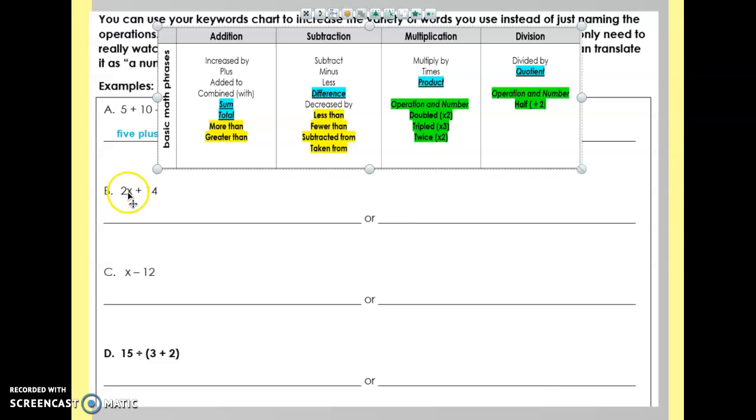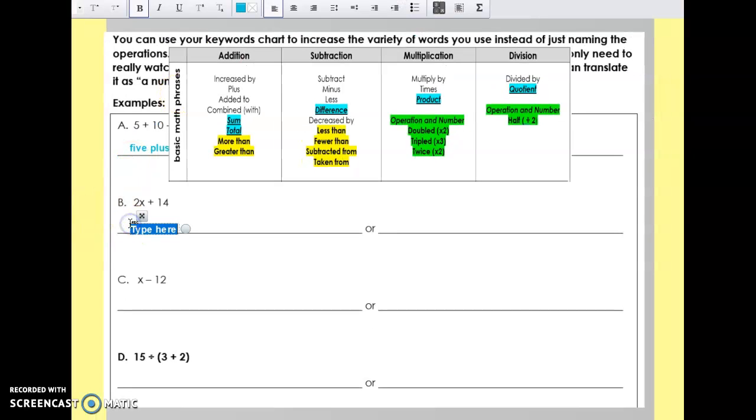Okay, we have 2 times x plus 14. So you could simply write it out how you'd say it. 2 times a number. Oh, sorry, my correction. Instead of saying x, we're going to use a number in place of that. So 2 times a number plus 14 would be one of the ways. Just reading it, that's how it naturally comes out.